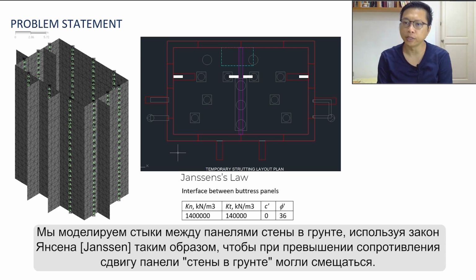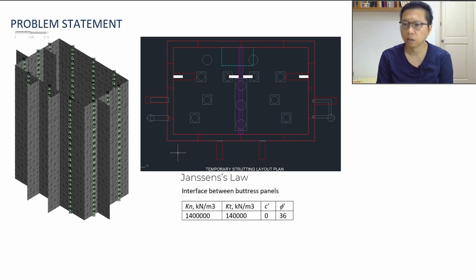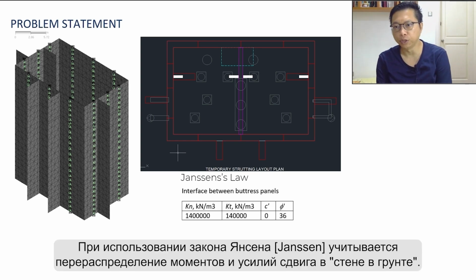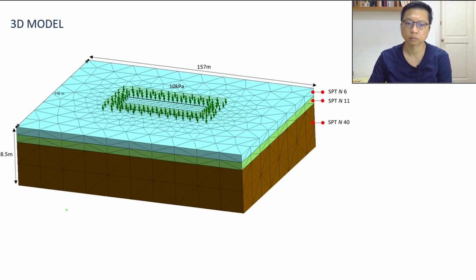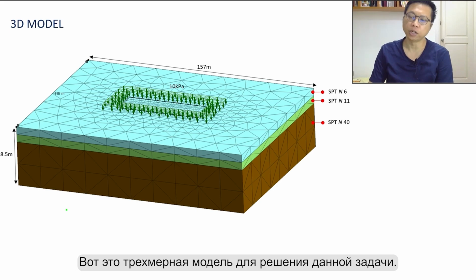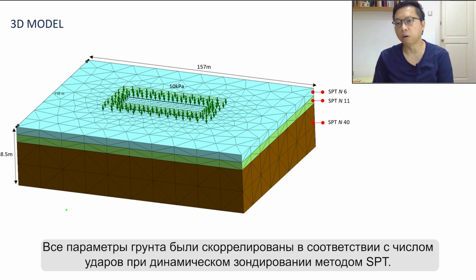We model the joints in between the diaphragm wall panels using Jensen's law so that the diaphragm wall panels are able to give way if the shear resistance is exceeded. By using Jensen's law, redistribution of moment and shear force in the diaphragm wall is considered. This is the 3-dimensional model for this problem. All the soil parameters were correlated to SPT N value.